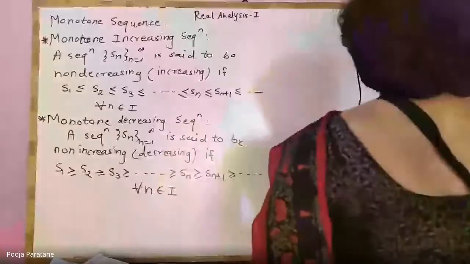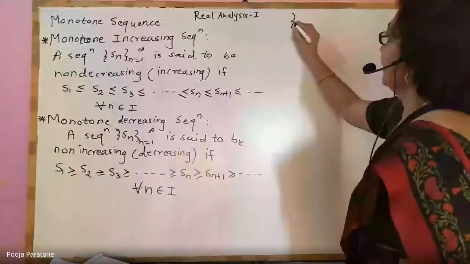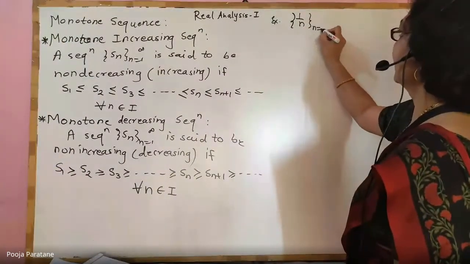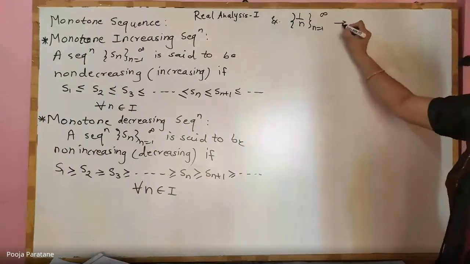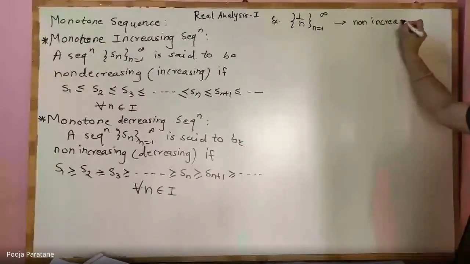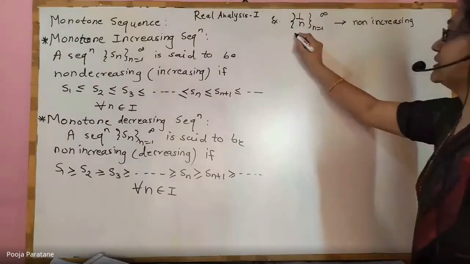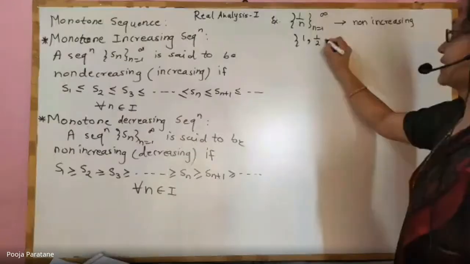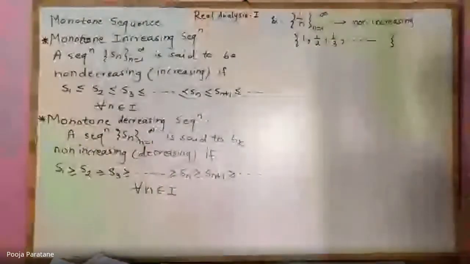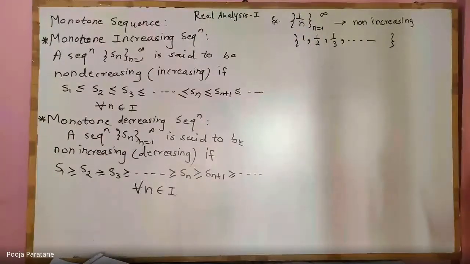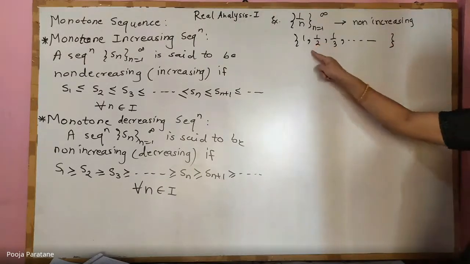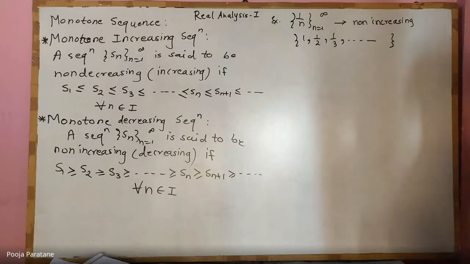For example, consider the sequence 1 upon n. This is a very simple example. This sequence is non-increasing, because the highest term of this sequence is 1. If we start to write down the terms of this sequence, we get the terms like this: 1 is the highest term, and then all the terms gradually decrease. So we can say that this sequence is a non-increasing sequence.